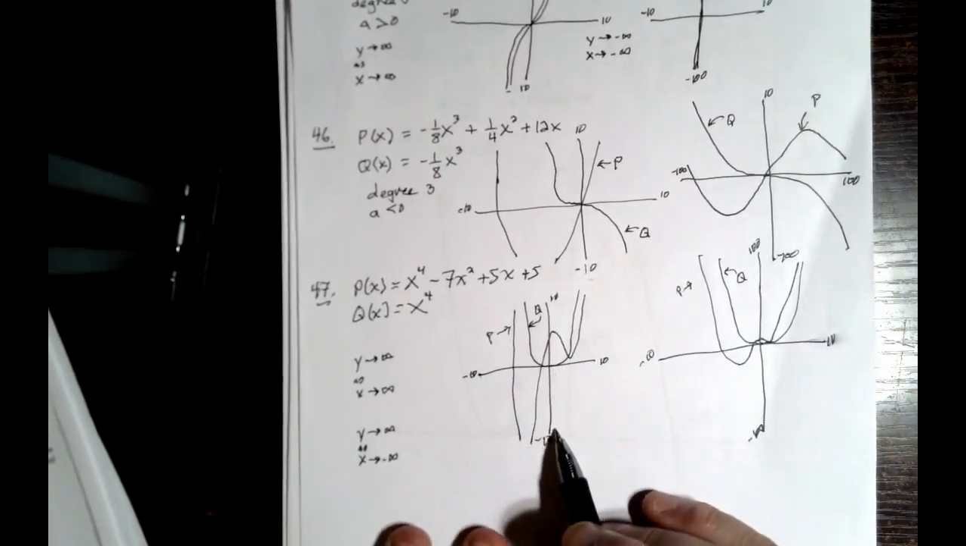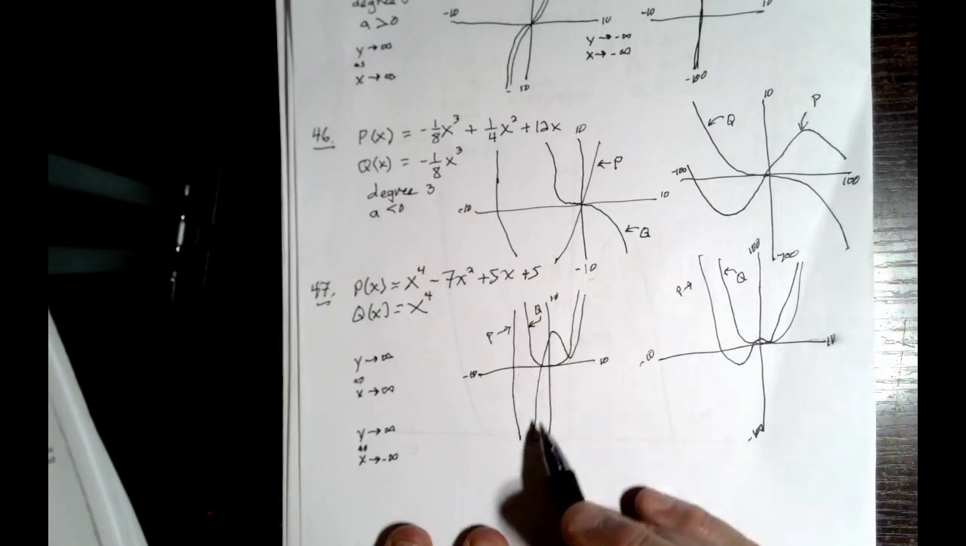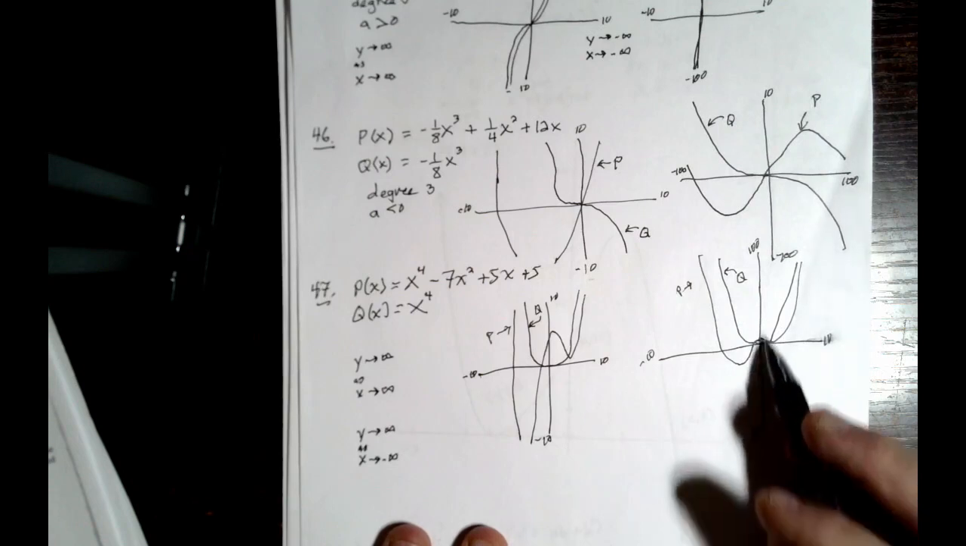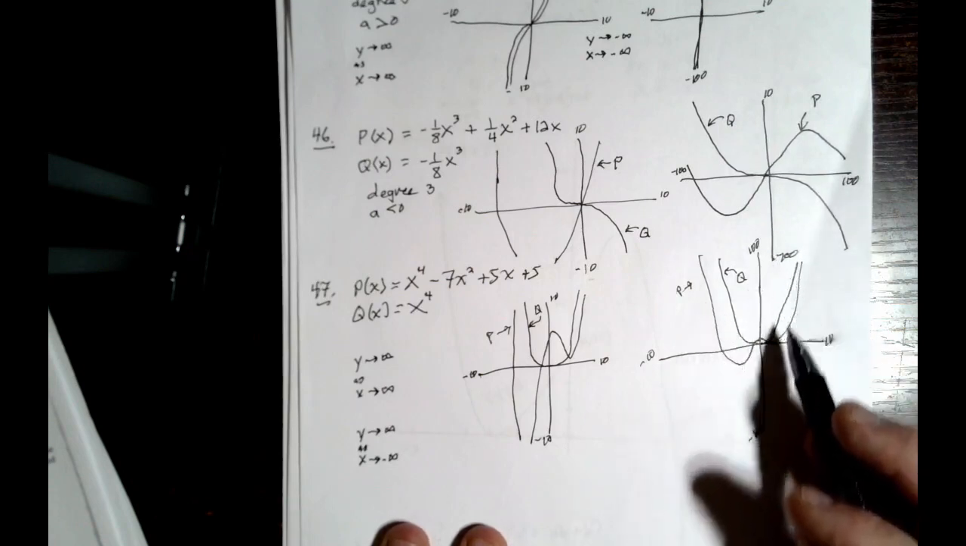47, these are x to the fourth, but they're quite different. Okay? But then when you stretch it to minus 100 to 100, they start to look like the exact same thing.